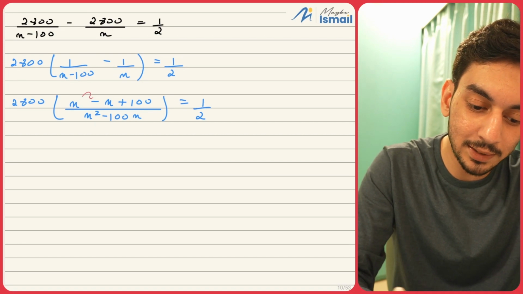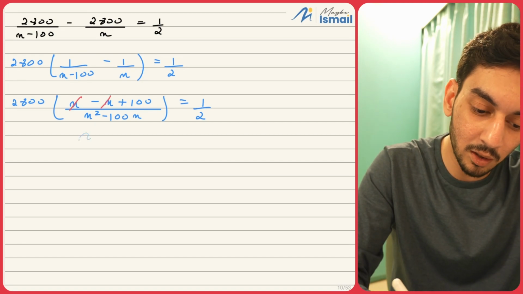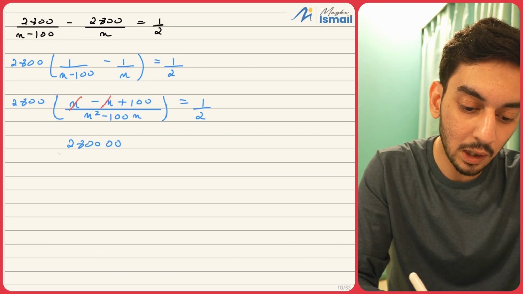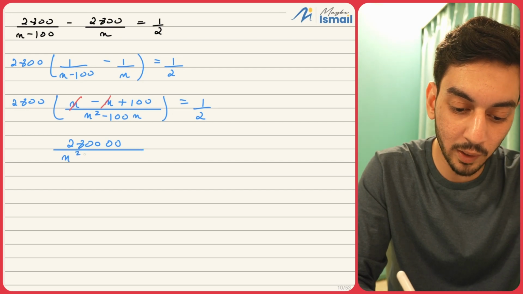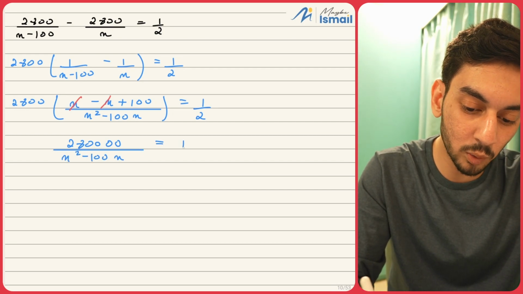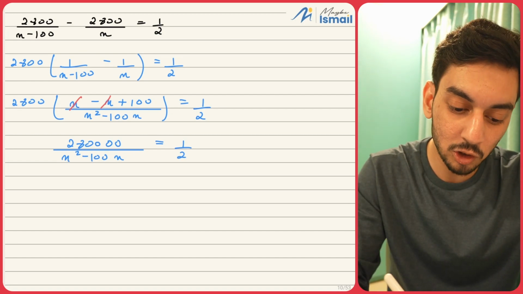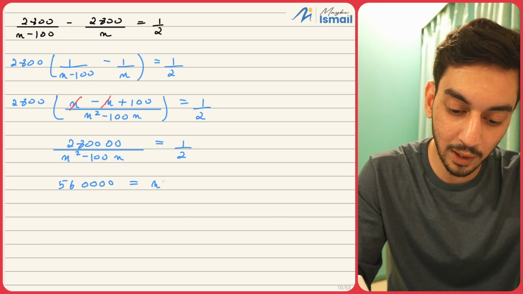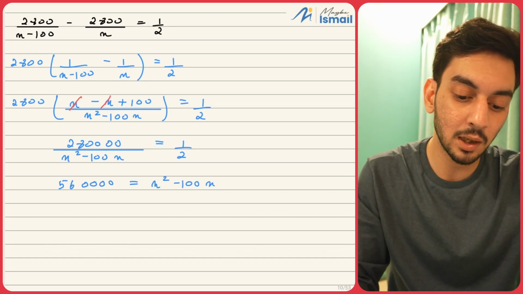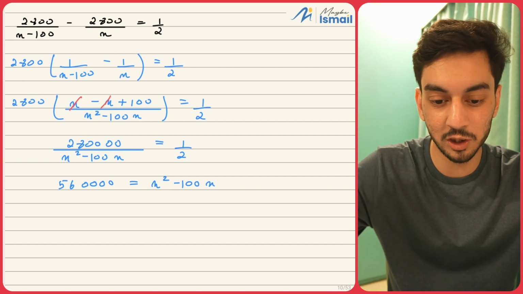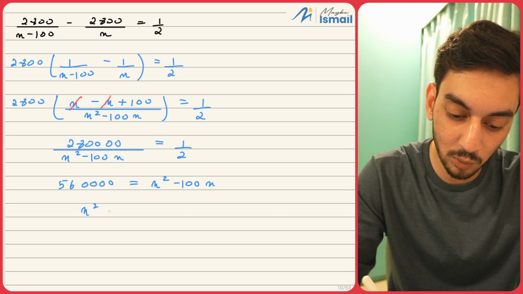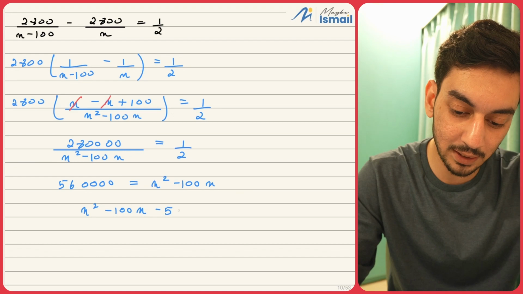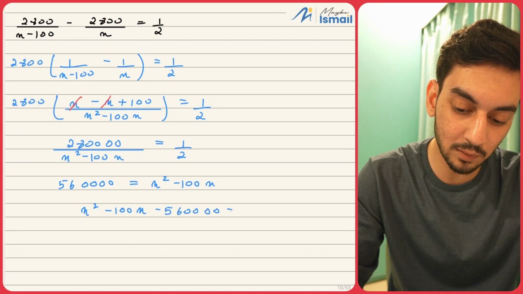From the numerator I can cancel out the x and the negative x, and here I am left with 2800 times the 100, so 2 extra zeros, and my denominator is x square minus 100x, equal to 1 upon 2. The 2 goes to the other side, so 2 times 28 is 56, and those many zeros, so I have 4 zeros, is equal to x square minus 100x. Now I'll shift the 560000 to the other side, so my equation would look like x square minus 100x minus 560000 is equal to 0.